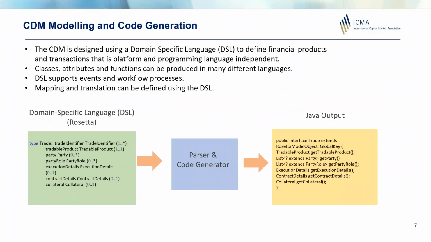Modeling in the CDM is currently performed using a domain-specific language called Rosetta from Regnosys. As an open source product, it is intended that the CDM will support other DSLs and development platforms. Here's an example of a typical CDM data type or class that represents a trade with a product, parties, execution details, and contract details. Running the DSL through the CDM parser and code generator results in executable software. In this example, Java code is generated, but other languages are also supported.